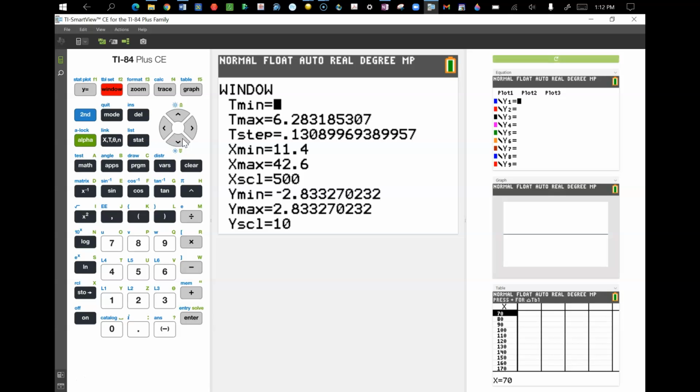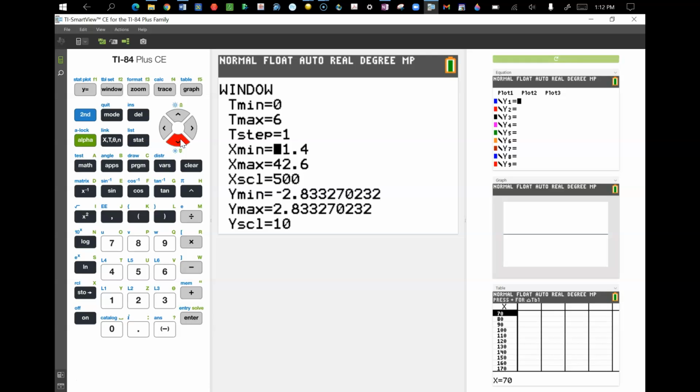So in our table, we went from 0 to 6 hours. So we're going to do that, 0 to 6. T-step. How often do you want to plot points? And we plotted points every hour. We're going to start out with every hour, but we're going to change that. And then the window that you actually want to see.